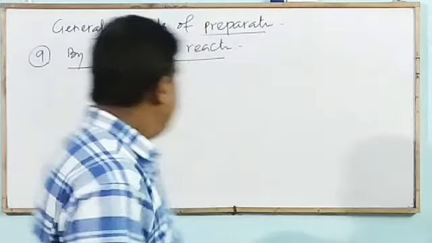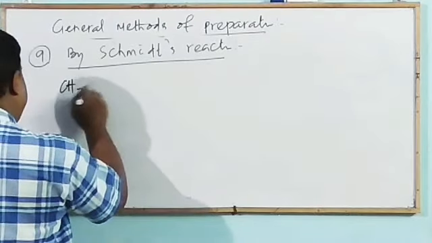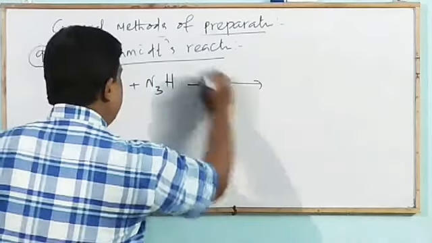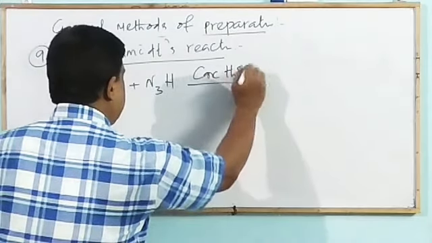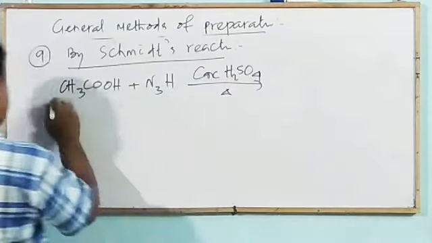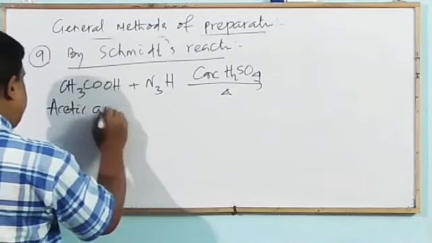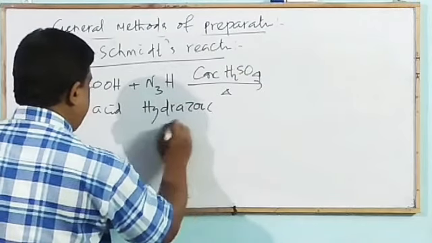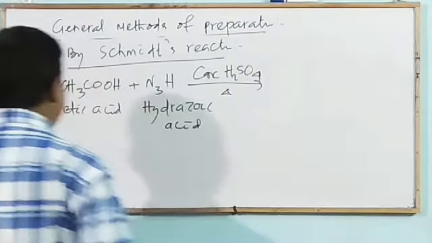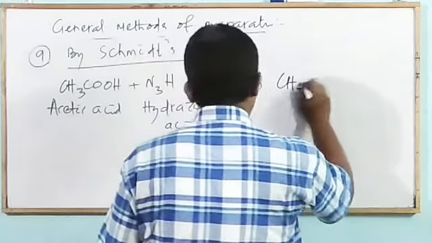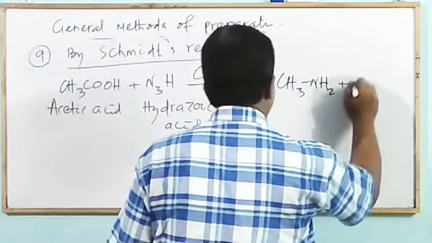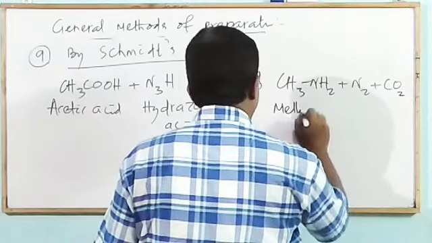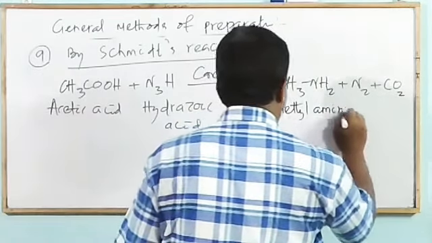Mark that. If you select acetic acid heated with hydrazoic acid in presence of concentrated sulfuric acid, its name is acetic acid. Its name is hydrazoic acid. What happened? Methylamine CH3NH2 plus N2 plus CO2. Its name is methylamine, 1 degree amine.